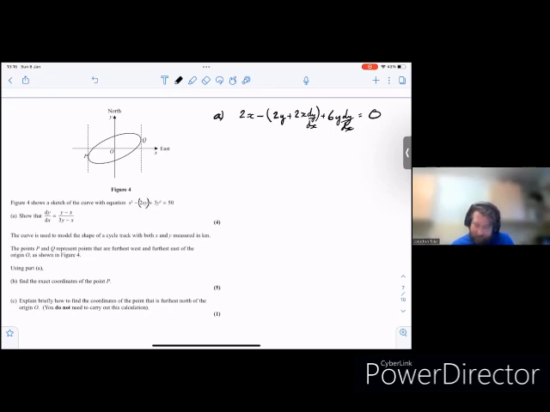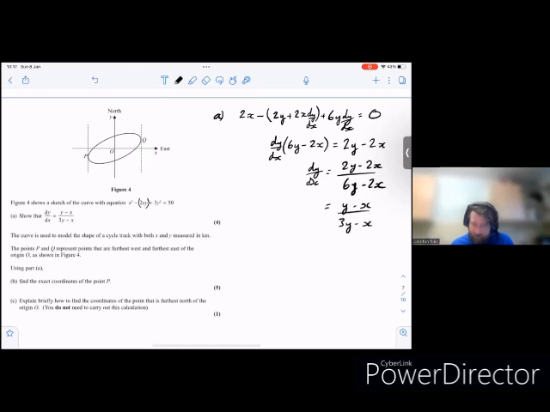And okay, so let's get all the dy by dx's together there. We've got dy by dx, and we've got 6y minus 2x. Get the other terms on the other side. So there's a minus 2y, so it'll become plus 2y when we add it to the other side, minus 2x. So dy by dx is 2y minus 2x over 6y minus 2x, which simplifies to y minus x over 3y minus x, as required.